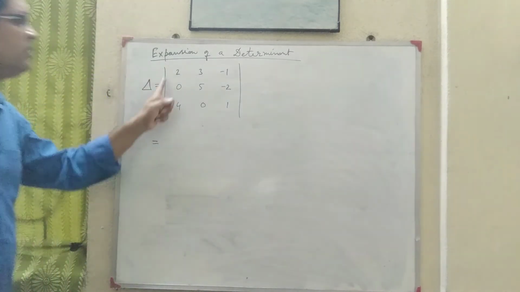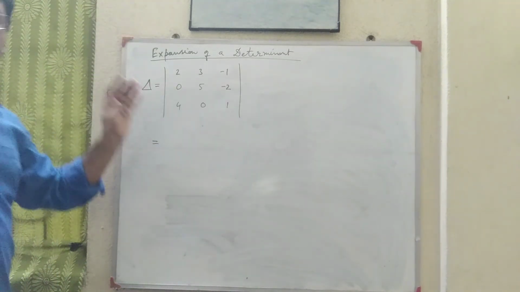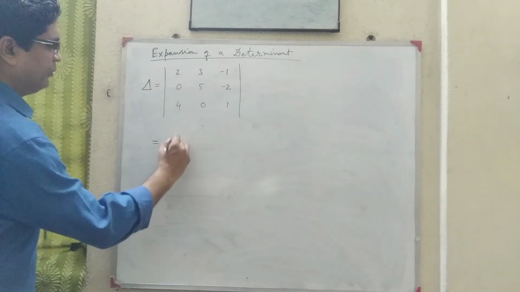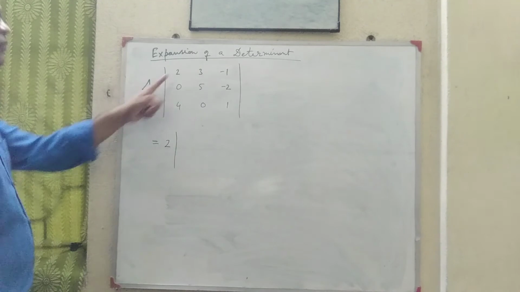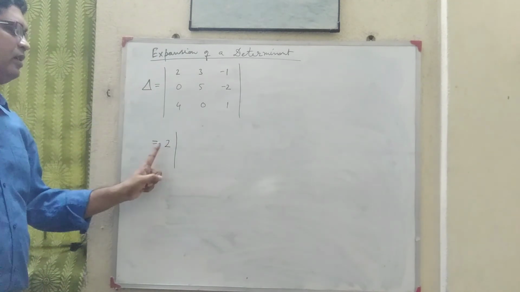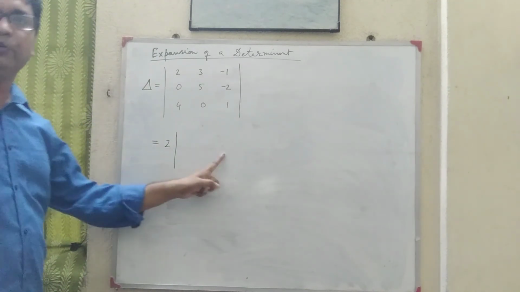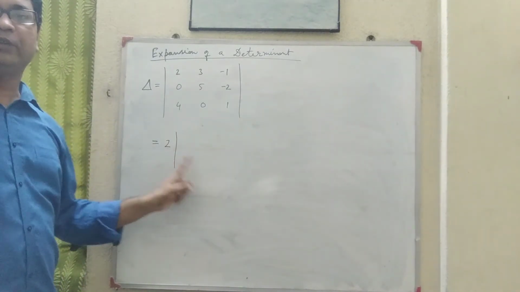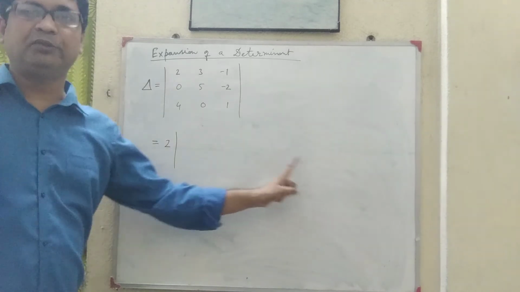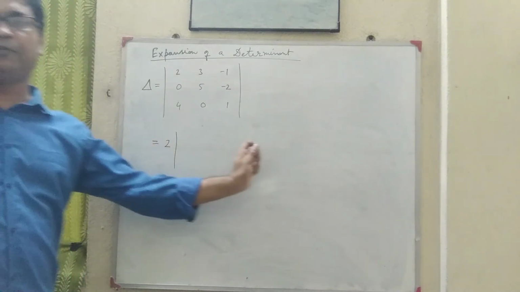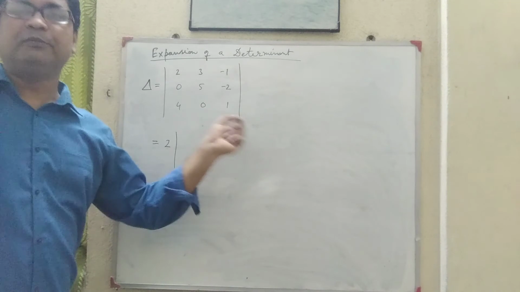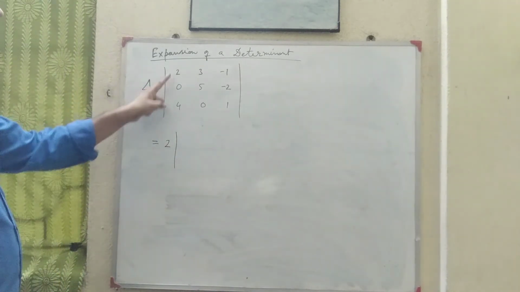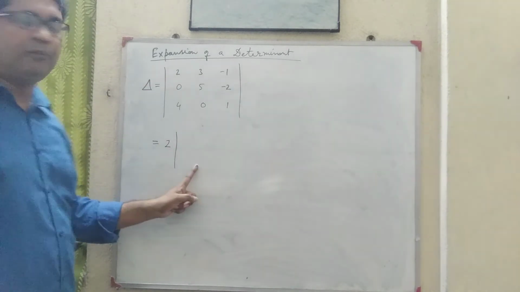So let's check. Suppose we want to expand by the first row. So what will come? 2 into the cofactor of 2. As I said, A1 into capital A1 plus B1 into capital B1 plus C1 into capital C1. That is, each element of the particular row multiplied with the corresponding cofactors. That is the expansion.